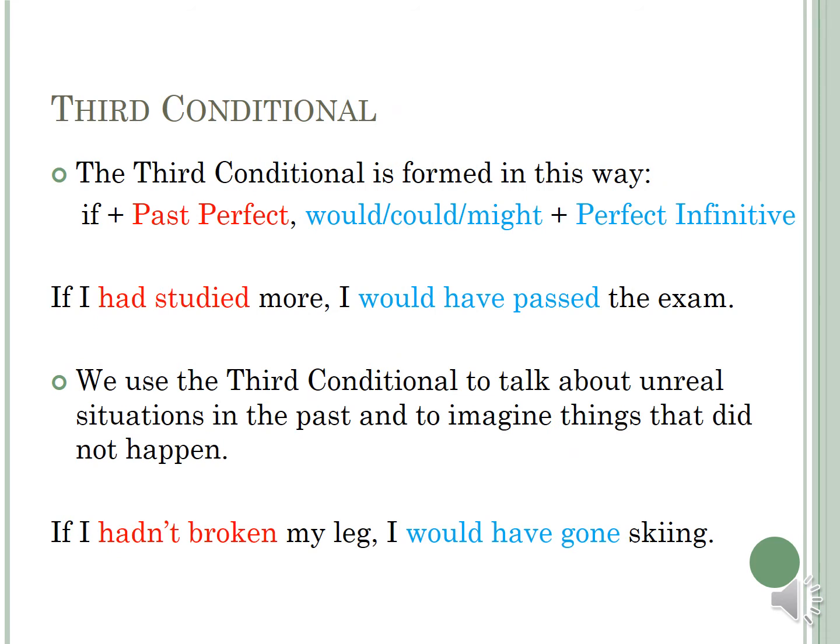Third conditional. The third conditional is formed in this way: if plus past perfect in the if clause, the result clause, would, could, might, perfect infinitive. If I had studied more, I would have passed the exam, but I didn't. We use the third conditional to talk about unreal situations in the past and to imagine things that did not happen. If I hadn't broken my leg, I would have gone skiing.